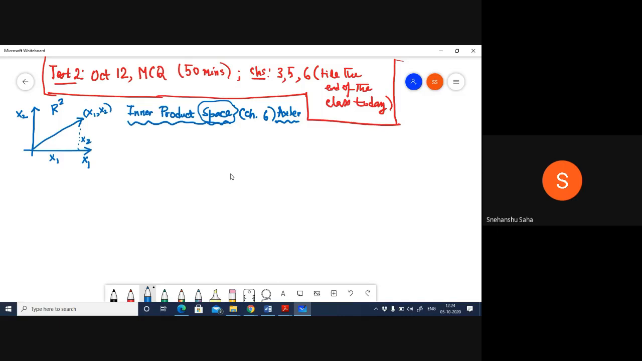From the Pythagorean theorem, we know that this is nothing but the square root of x1 squared plus x2 squared. Now, what is this square root of x1 squared plus x2 squared? It is nothing but the length of the vector, and this we conveniently call the norm of the vector.